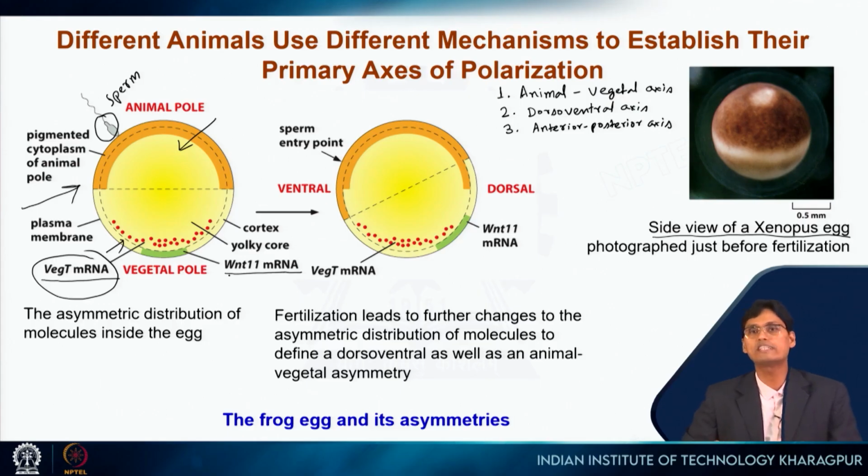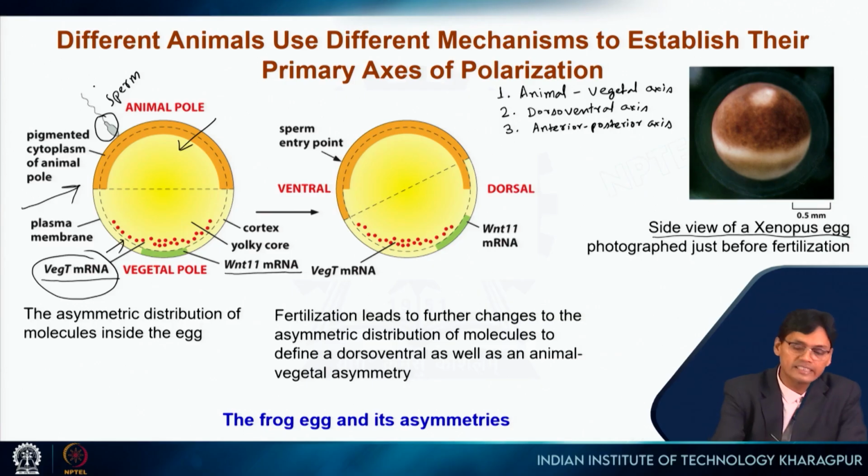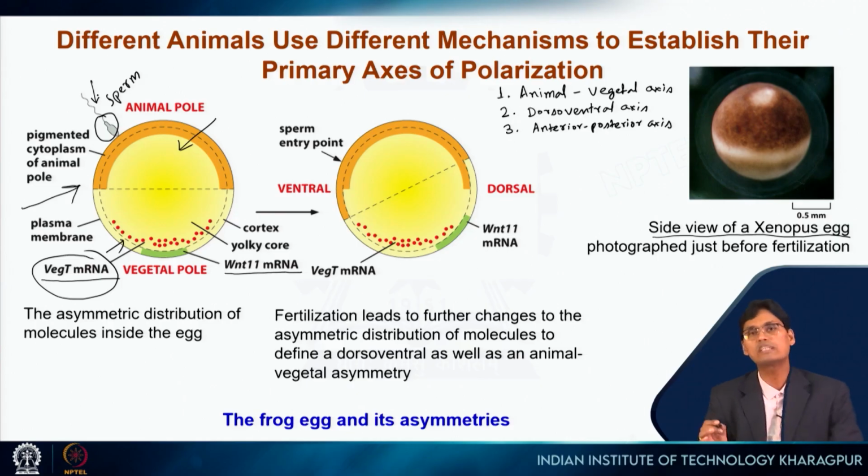The zygote is not yet formed, the fertilization not yet happened, but still that information is properly organized. And now this is the entry point of the sperm, and after sperm entry you can see there is a little bit of rotation in the egg cortex. So as you can see here, this is the egg cortex layer. Here you can see some kind of rotation in the egg cortex.